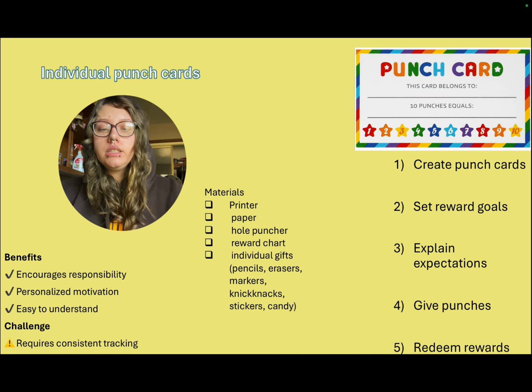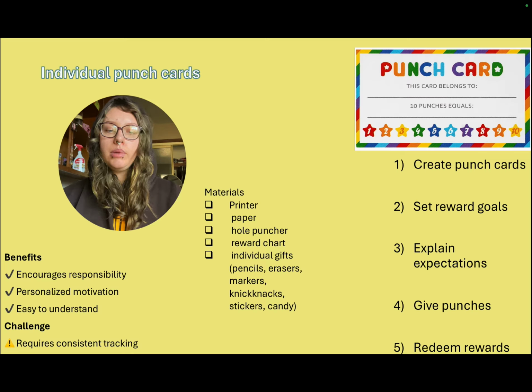If you chose an individual reward system, punch cards are simple and effective. For this system, you will need punch cards, a hole punch, and a list of rewards students can earn. First, create or print a punch card for each student. Next, decide how many punches students need before earning a reward, and then explain the expectations and reward options clearly. As students demonstrate positive behaviors, add punches to their cards. Once a card is full, students can then exchange it in for a reward.